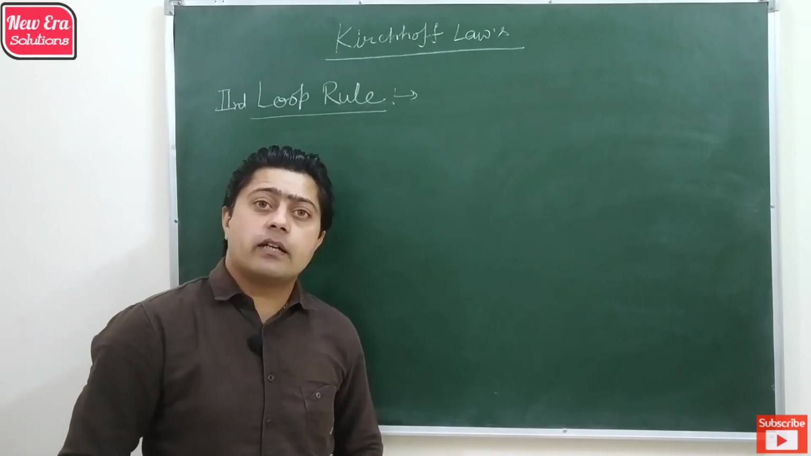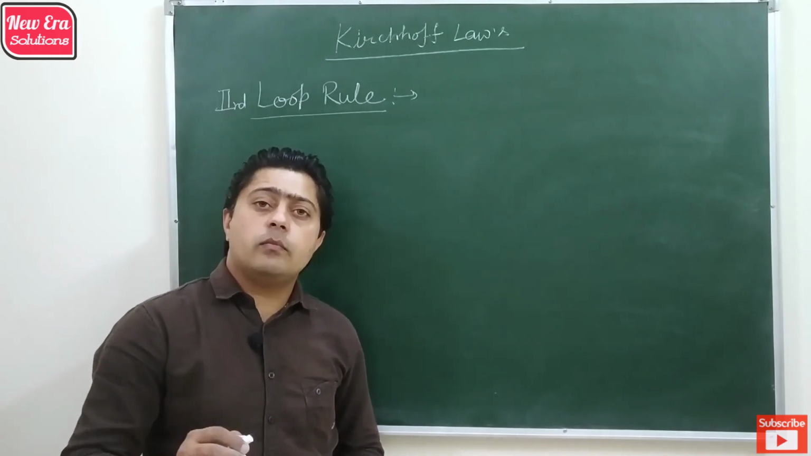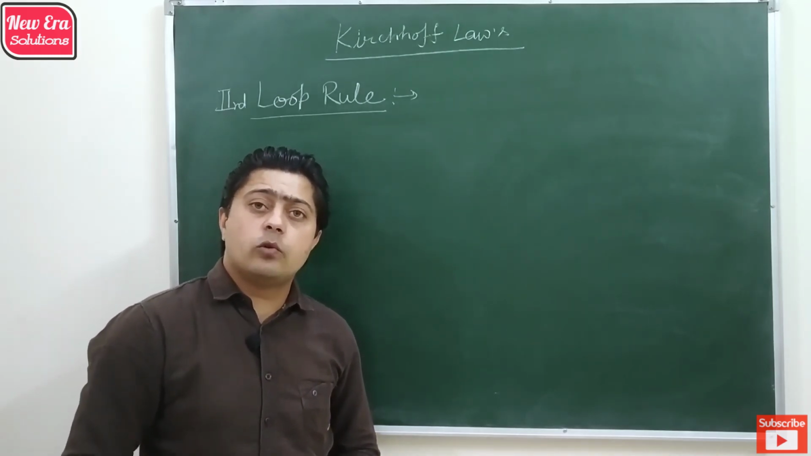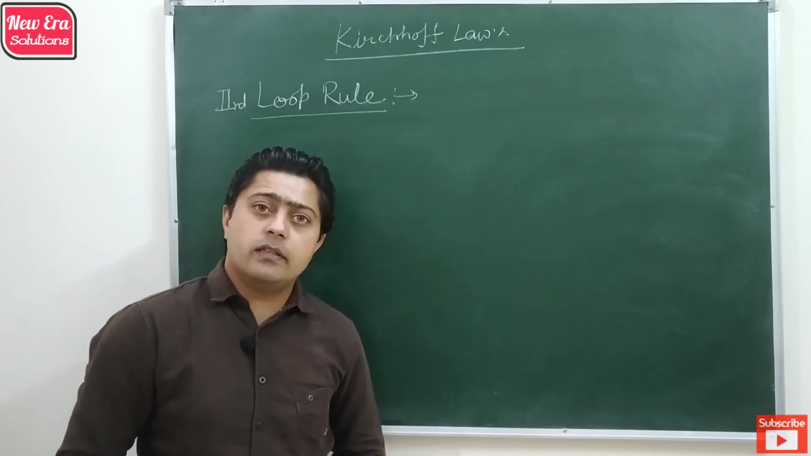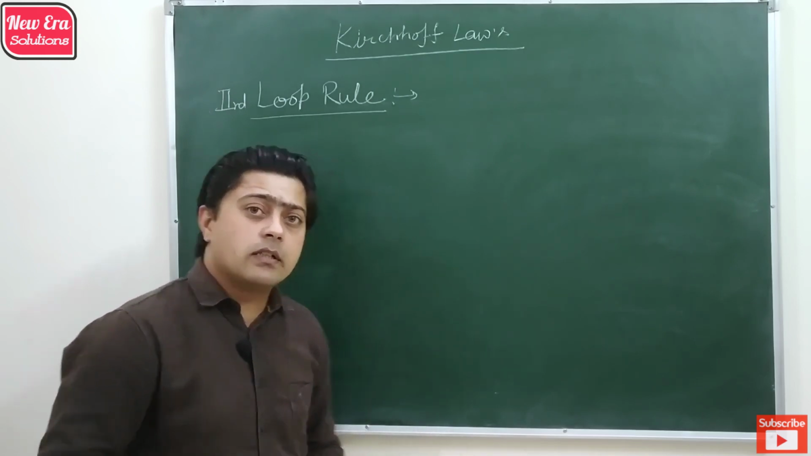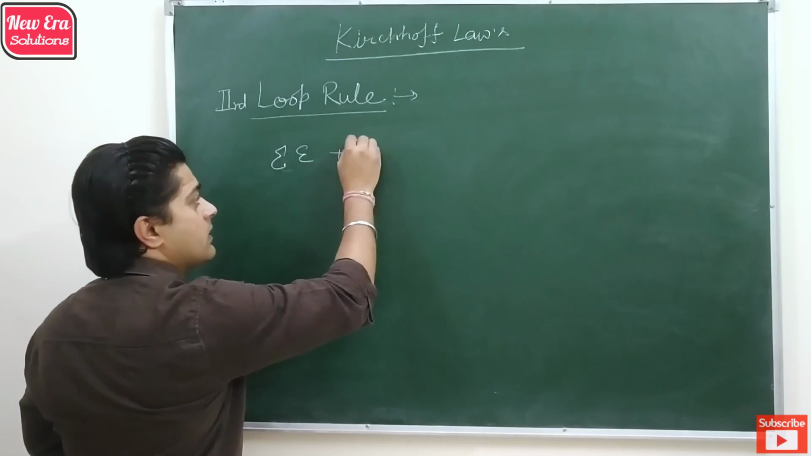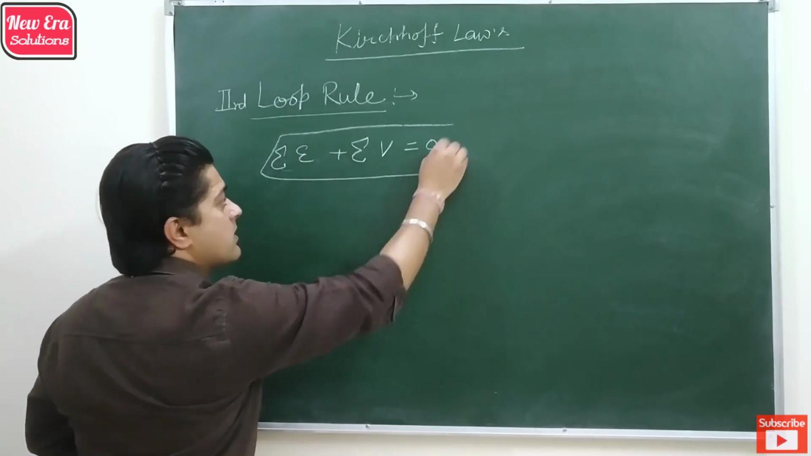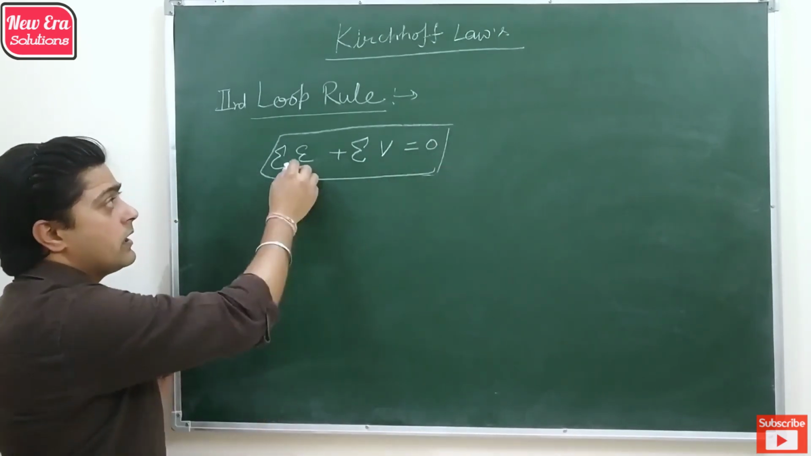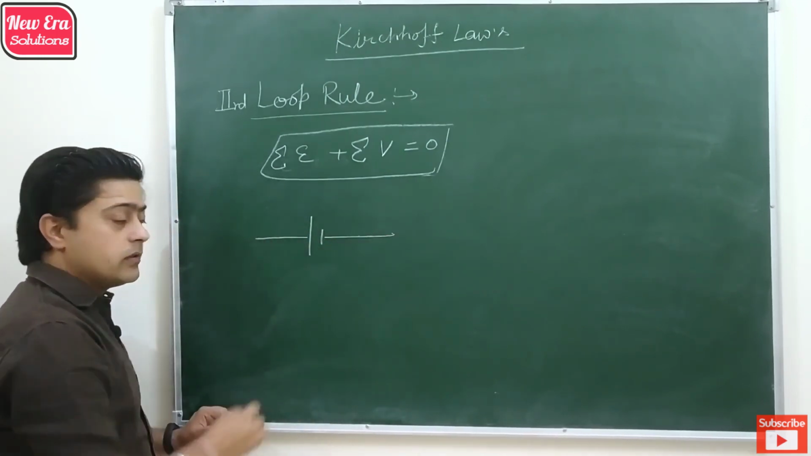Next we have Kirchhoff's second law, also known as the loop rule, which states that the sum of all the potentials in a loop is always equal to 0. In a loop there are two types of potential we can obtain: one is the EMF of the cell and the other is the potential across a resistor. So the sum of all the EMFs plus the sum of all the potentials across the resistors has to be 0 in the loop.